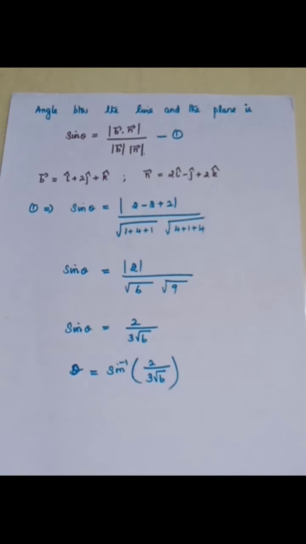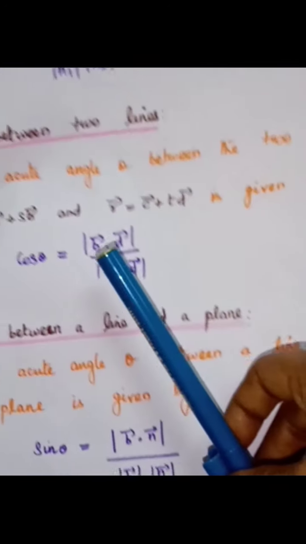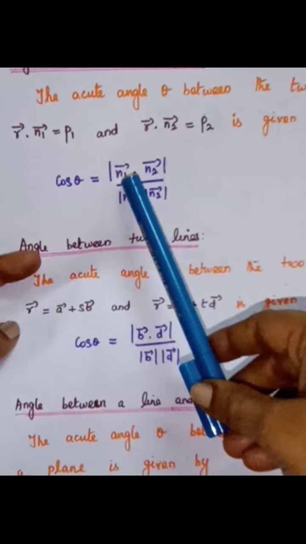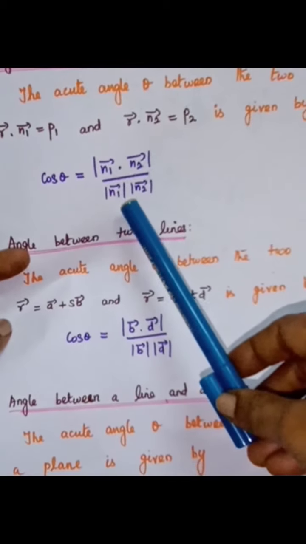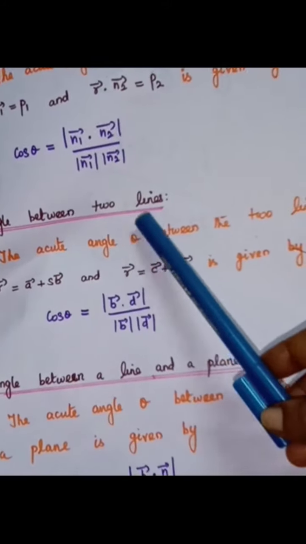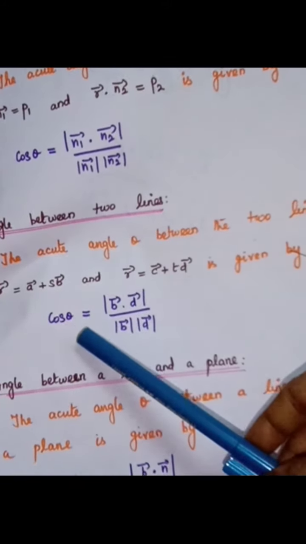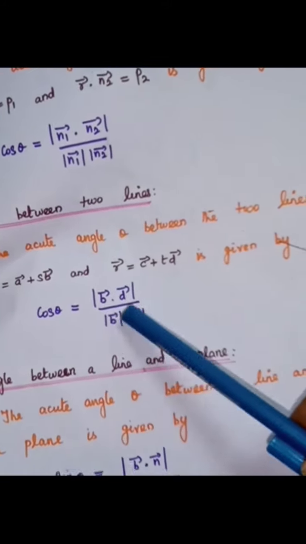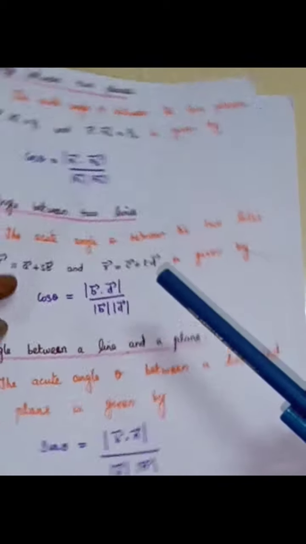For the angle between two planes, you have to use cos theta is equal to modulus of n1 vector dot n2 vector divided by modulus of n1 vector modulus of n2 vector. And for the angle between two lines also, you have to use cos theta is equal to b vector dot d vector divided by modulus of b vector modulus of d vector.